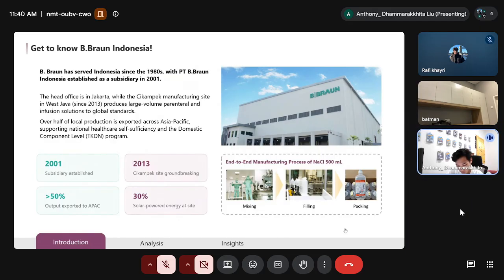The product we studied, NaCl 500 milliliter, goes through three main steps: mixing, filling, and packing before it is ready to ship.